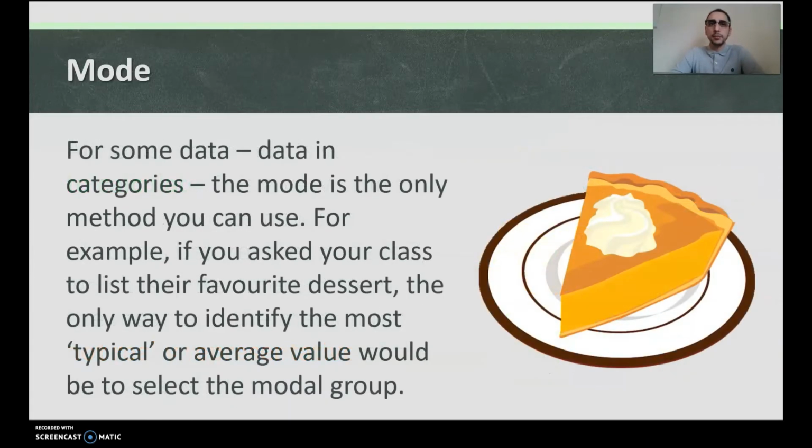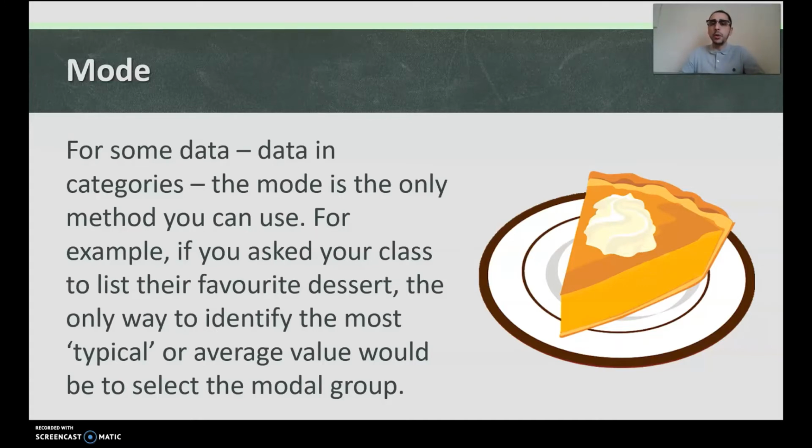For some data that is categorized, the mode is the only method you can use. For example, if you asked your class to list their favorite dessert, the only way to identify the most typical or average value would be to select the modal group. If I said to everyone in class, what's your favorite dessert? Oh, I like cheesecake, I like pie, I like souffle. We can't do a mean of that, can we? It's not numbers, we can't take a mean.